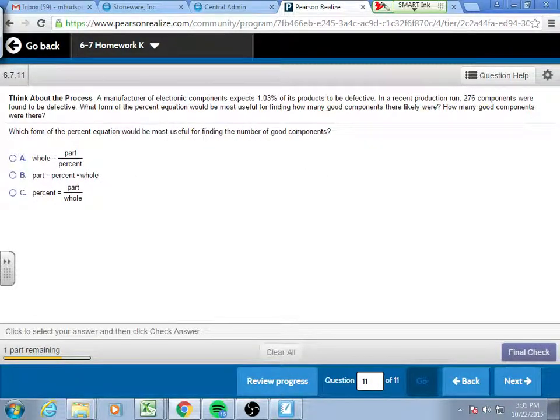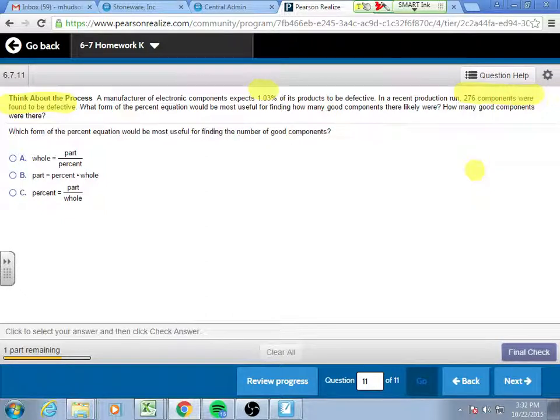A manufacturer of electronics expects 1.03% of its products to be defective, so just over 1%. In a recent production run, 276 components were found to be defective. So pay attention. You've got to look at the values. Obviously, this is a percent, but whenever you're given a number, you want to ask yourself, is it the part or is it the whole? Since it's the amount that were found to be defective, is that all of them or is that part of them?